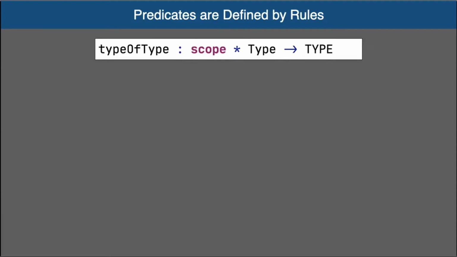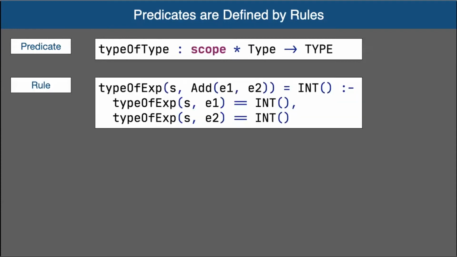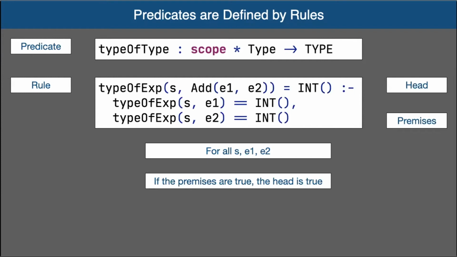Then we define predicates by means of rules. Of course, the predicate declaration should be type of exp here. A rule has a head, and it has premises, and it is universally quantified over the variables in the head. But this should be fairly familiar if you're familiar with logic programming languages.